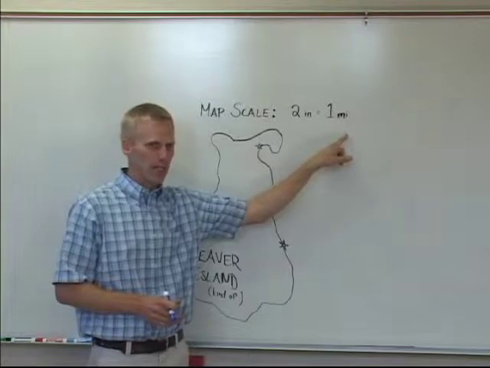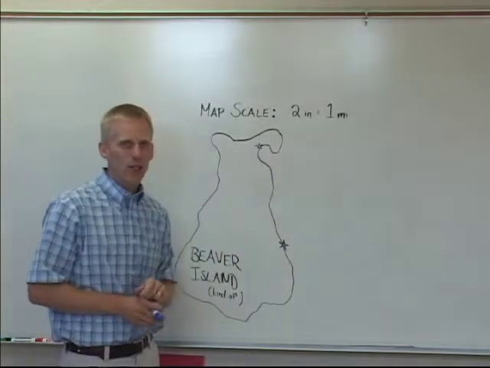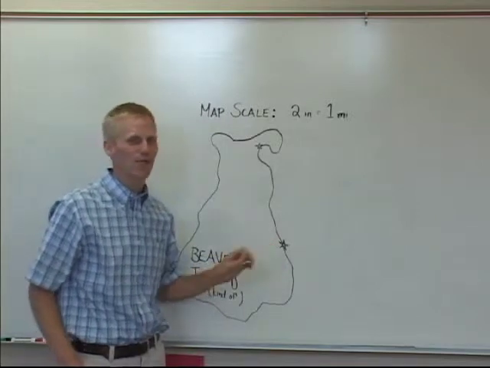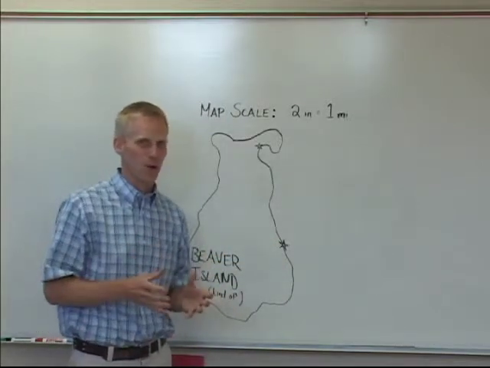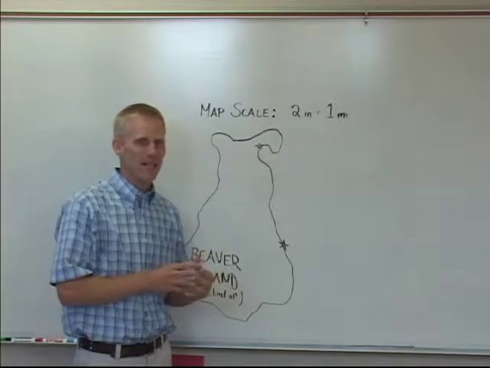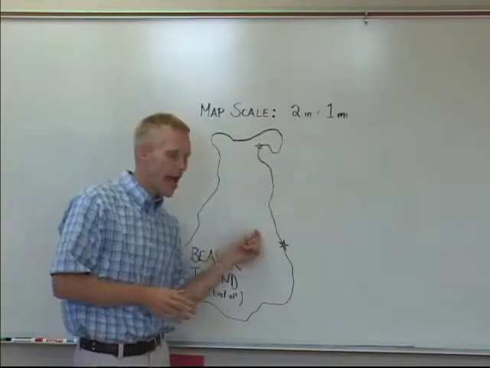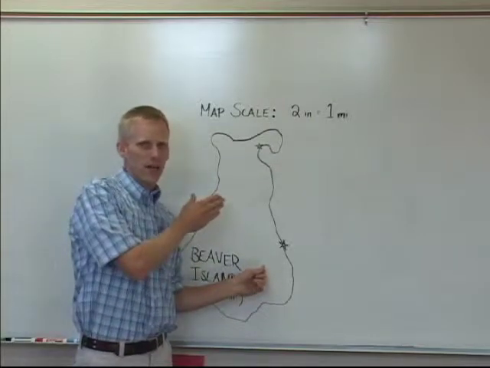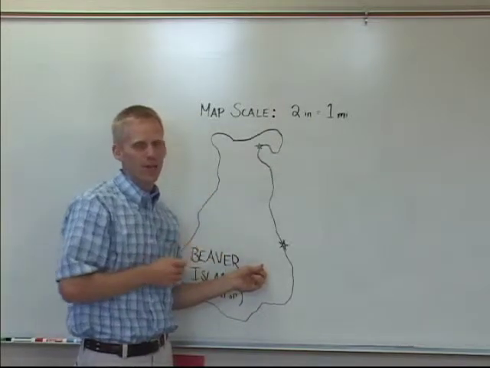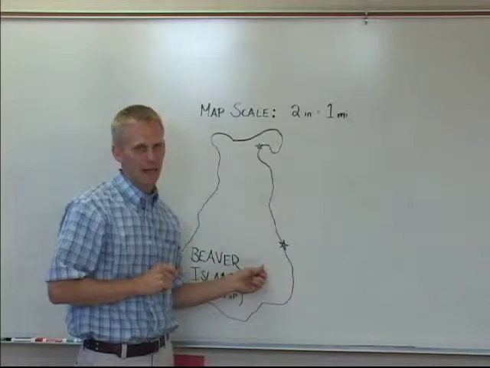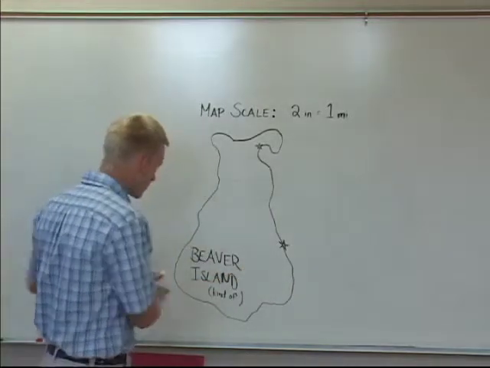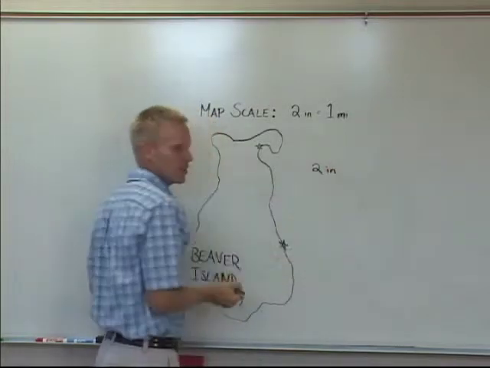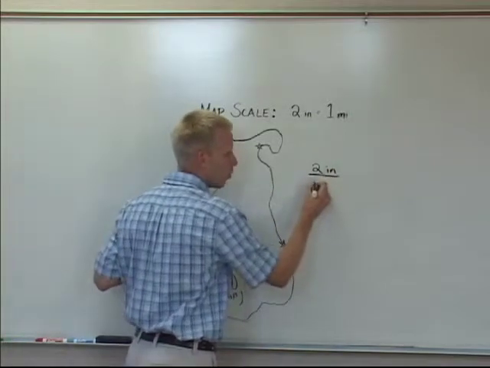If I take a look at the actual map, I notice that from the ferry to our campground is 14 inches about. Now that should give me an idea of how far it actually is on the island itself. So when we get to the ferry, how many miles are we going to have to travel in order to get to our campground? Well, we know right now that 2 inches is equivalent to 1 mile.